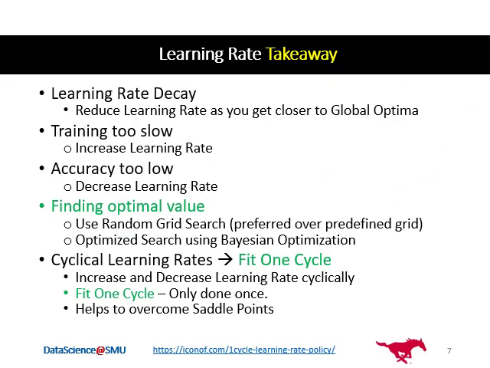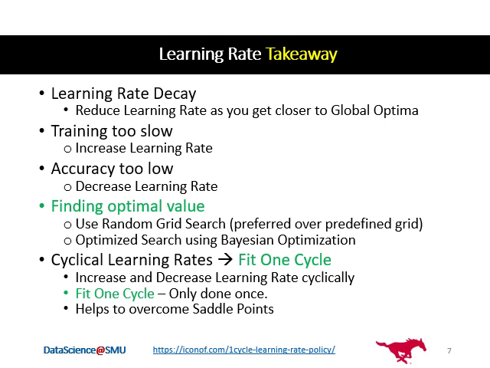So these are the takeaways from learning rate. Typically, you want to start off with a fairly large learning rate so that you can quickly start converging towards the global minima. Then as you get closer and closer to the global minima, you want to reduce your learning rate so that you don't overshoot the global minima. If during the training process you find that your training is taking a long time, it probably means that your learning rate is too small and you can afford to increase the learning rate to reduce the training time.